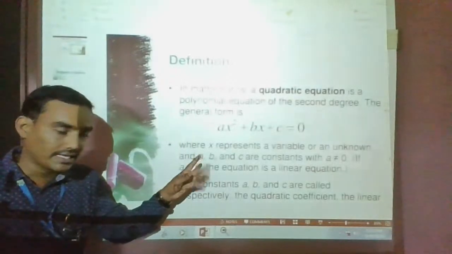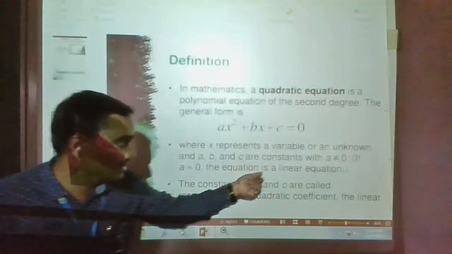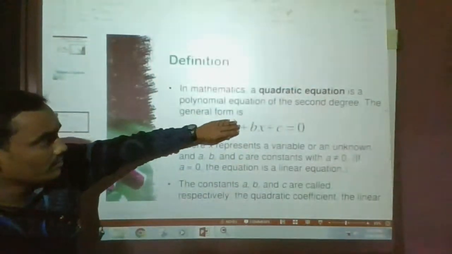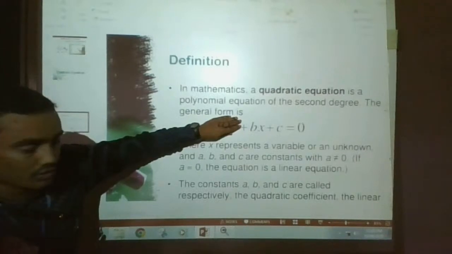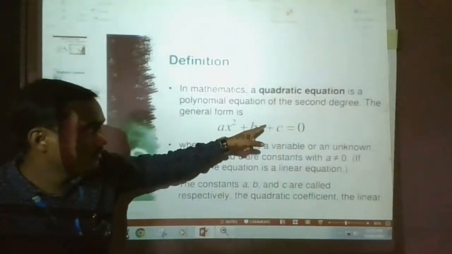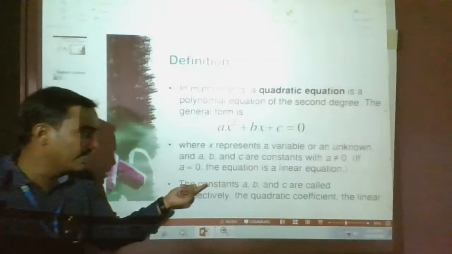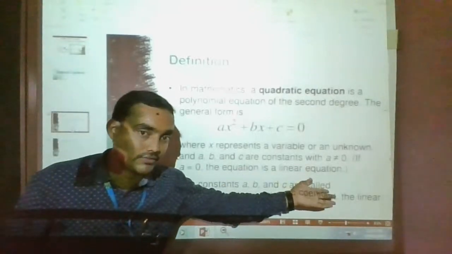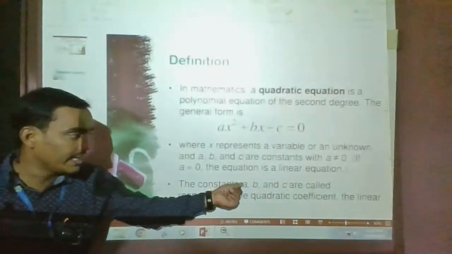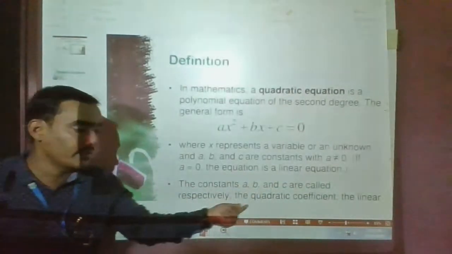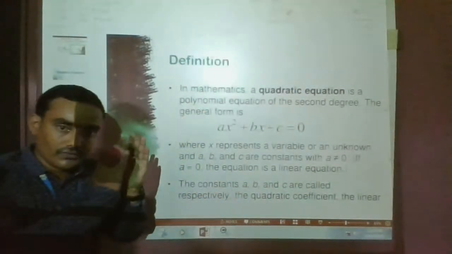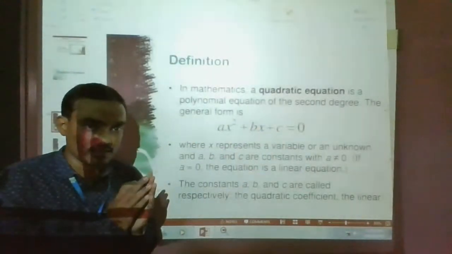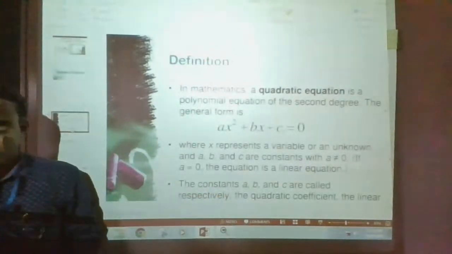If a is equals to 0, the equation is linear, because linear means the degree is 1. Suppose a is 0, the ax square term becomes 0. It becomes bx plus c only, meaning x power is 1, so it becomes a linear equation. Next, the constants a, b and c are called the respective values. a is the coefficient of x square, b is the coefficient of x, and c is a constant. Now, next one.